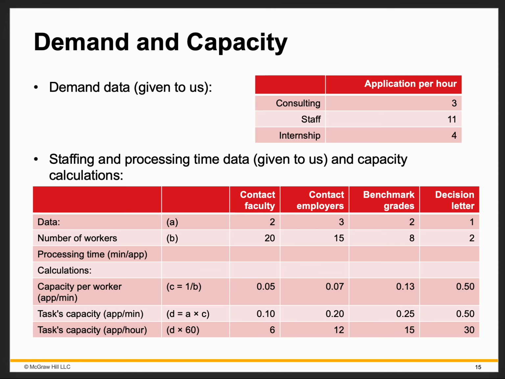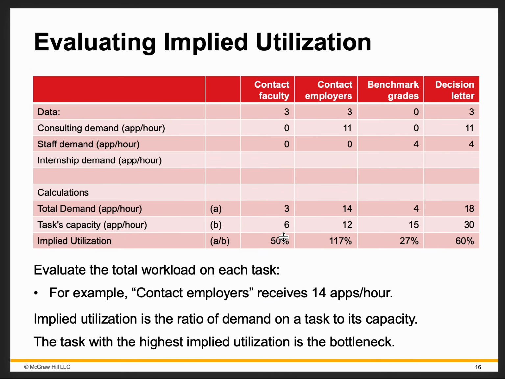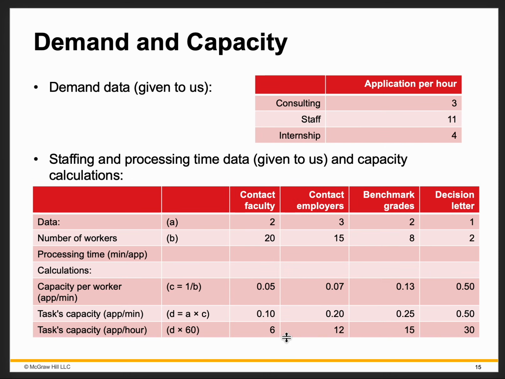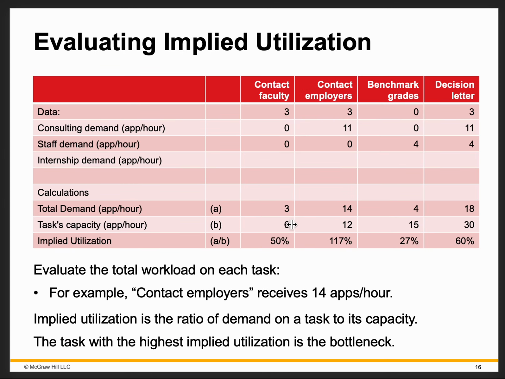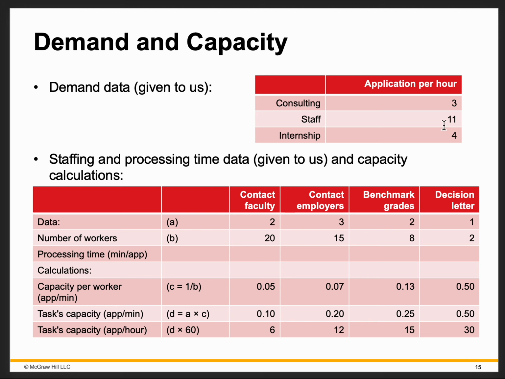So with that information, we can now calculate implied utilization for each of these different stages of the process. So contacting faculty: the task capacity is 6 per hour, right? So implied utilization is 50%, because let's say the demand is only 3 per hour. How do we know that demand is 3 per hour? Because that's the number of applications that come in per hour. So consulting is 3, staffing is 11, and internship is 4.